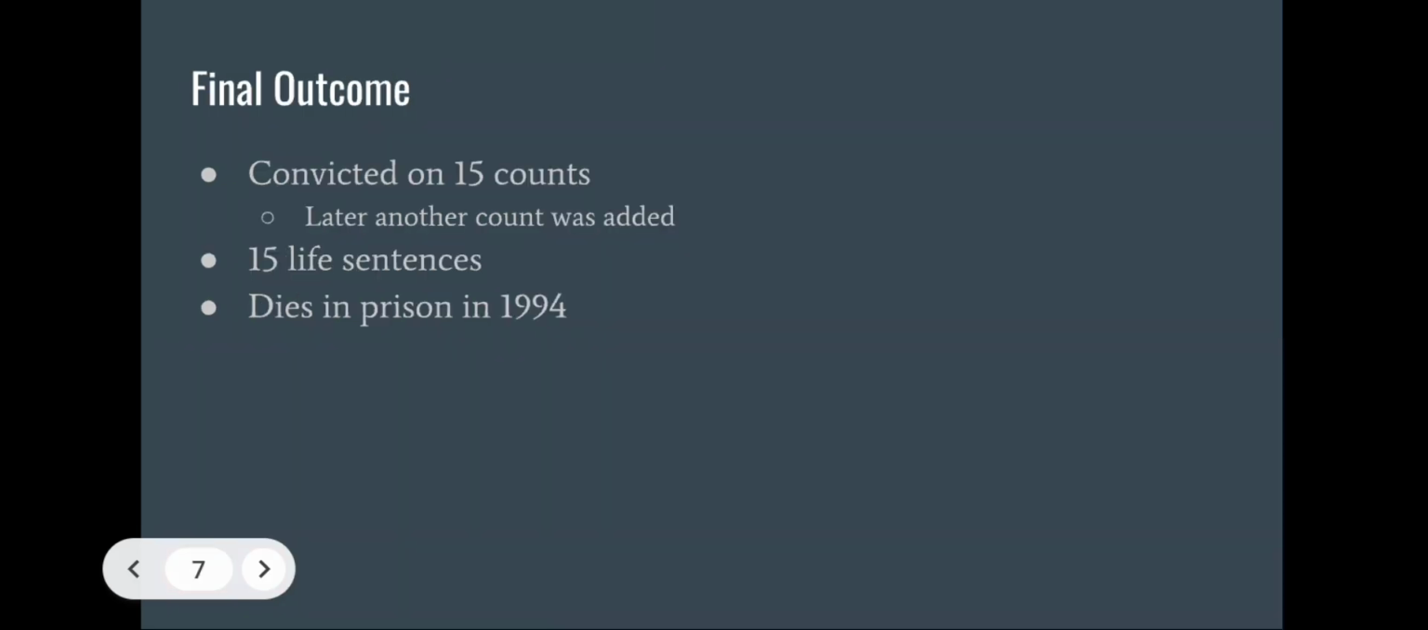Jeffrey Dahmer was convicted on 15 counts of first-degree murder and received 15 life sentences. Later, another count was added, making the total 16. He was permanently removed from society through incarceration.